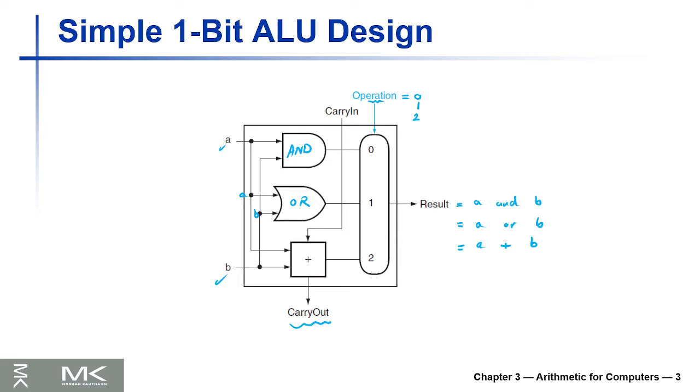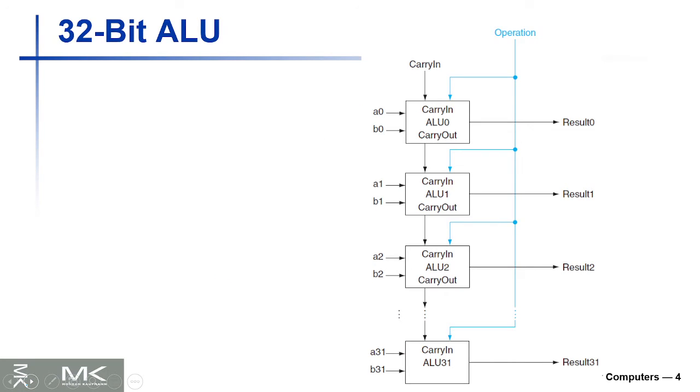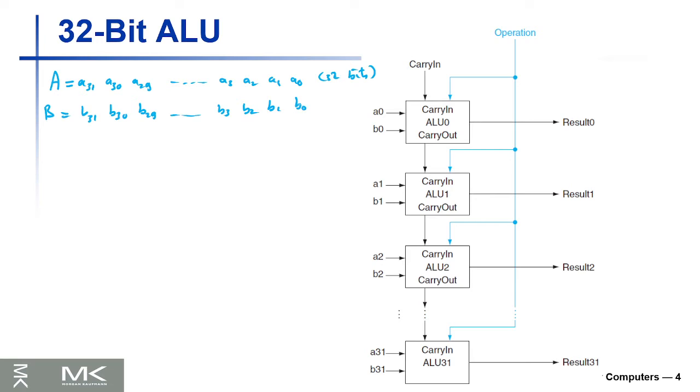Now I'm saying that A and B are just 1 bit. How about if we have 32 bits? Then you should repeat that 32 times. Basically the register A, for example, is A31, A30, A29, until A3, A2, A1, A0, 32 bits. And B is the same. B is equal to B31, B30, B29, until B3, B2, B1, B0. Again 32 bits. Okay?